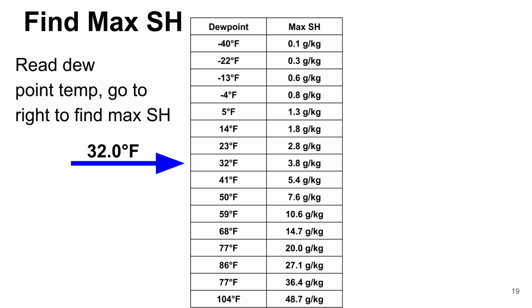If you know the dew point temperature, you can find the maximum specific humidity. So if I told you the dew point temperature was 32.0 degrees Fahrenheit, you find that temperature on the chart, slide to the right, and there's your answer. 3.8 grams of water per kilogram of air is the maximum specific humidity at 32 degrees Fahrenheit.